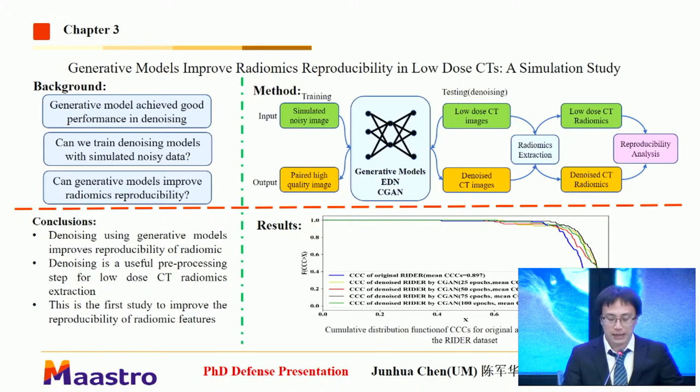The result shows that denoising based on the encoder-decoder network and conditional GAN can be used to improve the reproducibility of radiomic features calculated from noisy images, and denoising seems to be a useful pre-processing step for low-dose CT radiomic extraction. Finally, this is the first study to improve the reproducibility of radiomic features calculated on low-dose CTs by using a generative model.